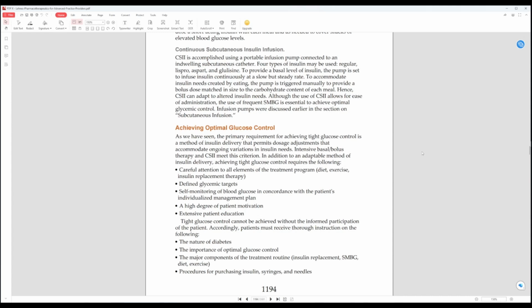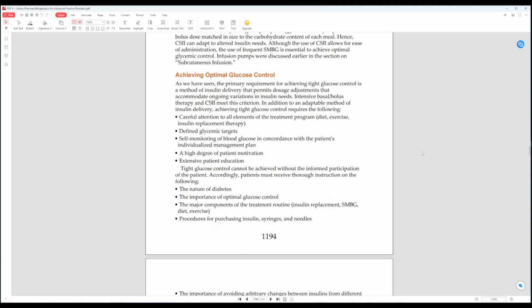Although the use of CSII allows for ease of administration, the use of frequent SMBG is essential to achieve optimal glycemic control. Infusion pumps were discussed earlier in this section on subcutaneous infusion.